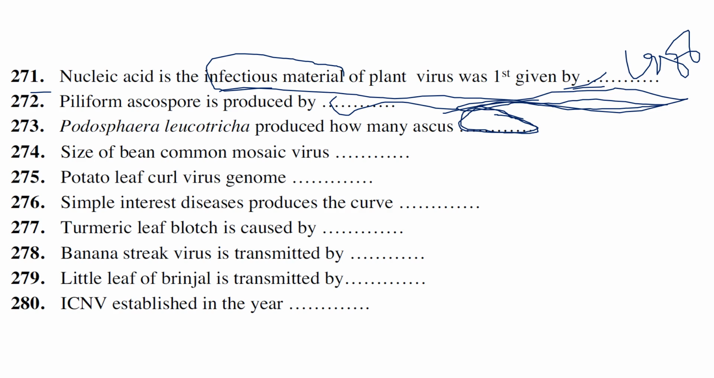Size of bean common mosaic virus: 12 into 750 nanometer. This is a little bit important. Potato leaf curl virus genome: this potato leaf curl contains a genome of single-stranded DNA.